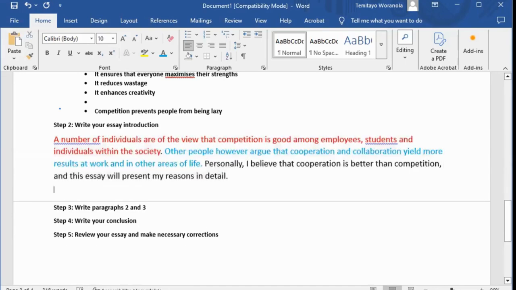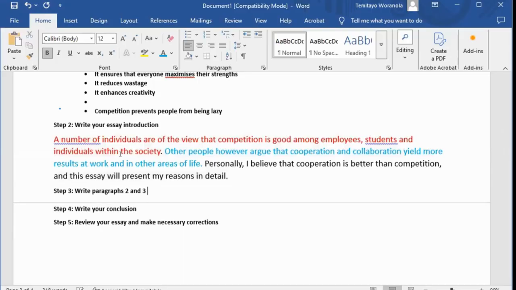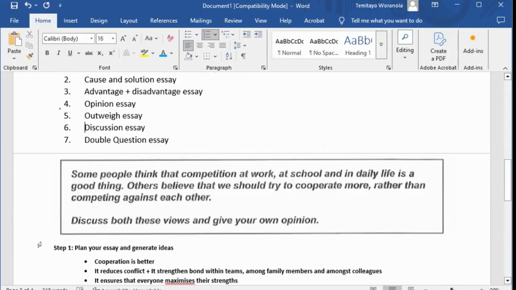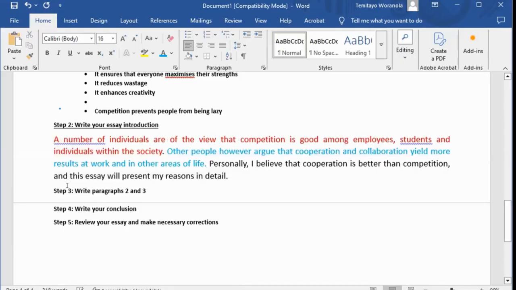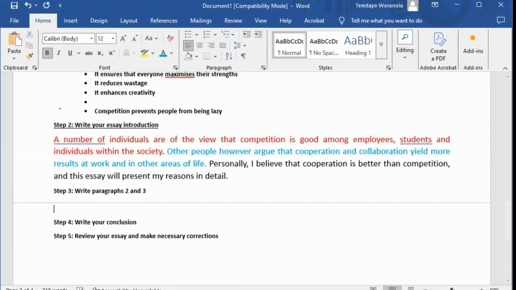What is the next thing to do now? The next thing is to move on to step 3. So I've done step 1. I've planned my essay and I've generated ideas. I've done step 2. I've written my introduction. What is the next step? The next step is to write my paragraph 2 and my paragraph 3.